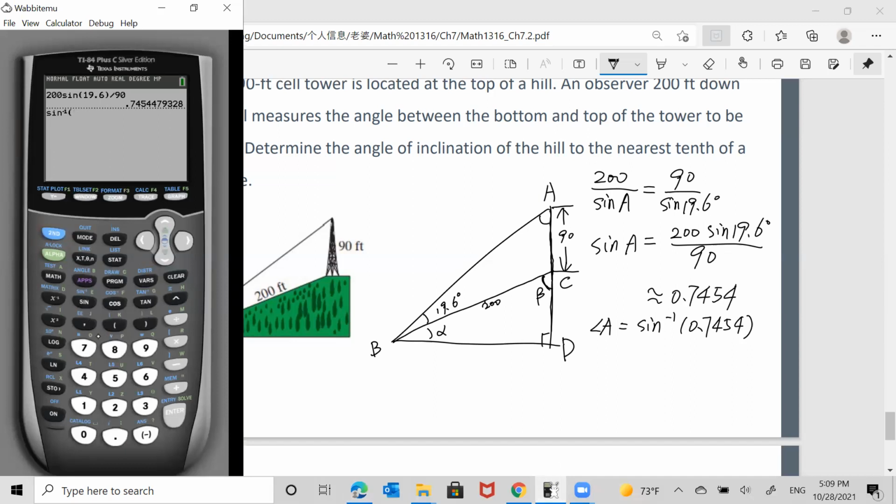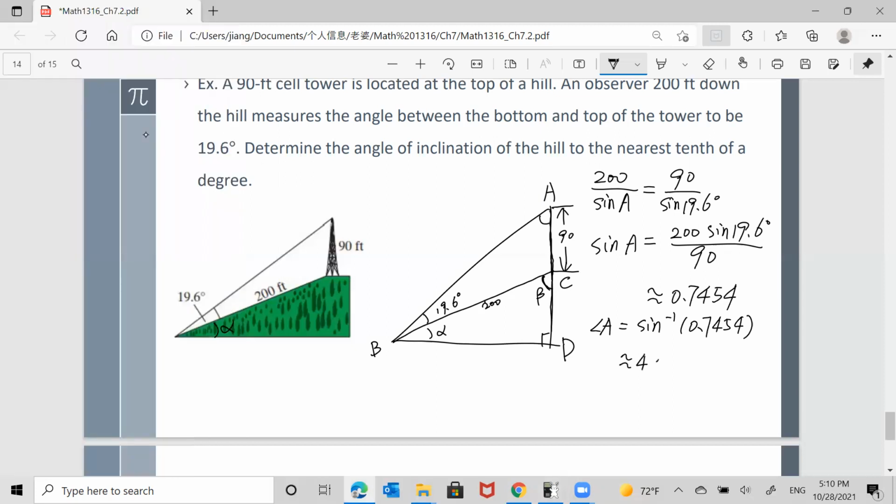So use the calculator. Second, sine of 0.7454, close the parentheses, is 48.1935, because we round to 4 decimal places. About 48.193, 1935, right? Degrees.